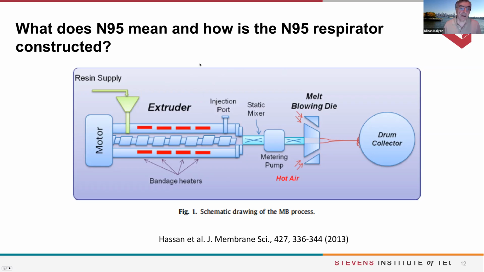This is the method that's used to manufacture these meshes. One starts with an extruder. So I'm going to talk about what an extruder is. There's a mixer, there's a metering pump, and then basically one goes into this melt blowing die. And then the fabric that's generated, the non-woven mesh that's generated from here, is collected via a drum collector.